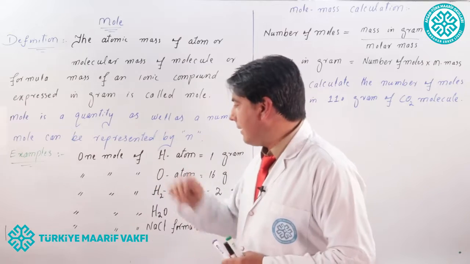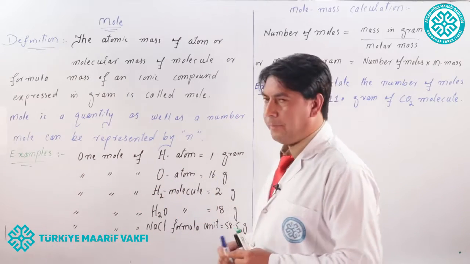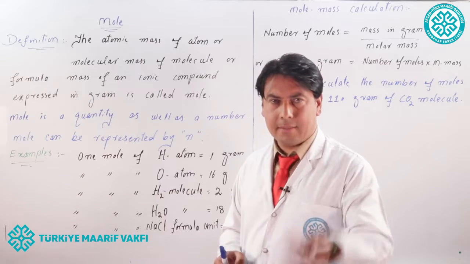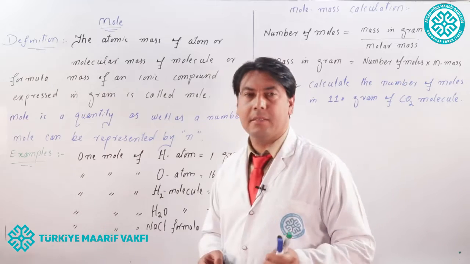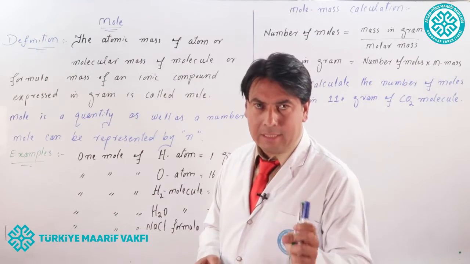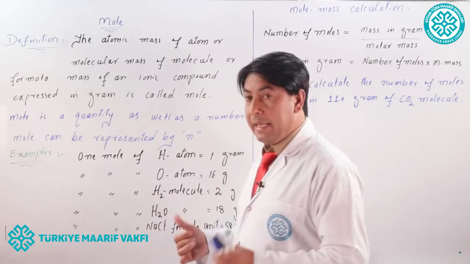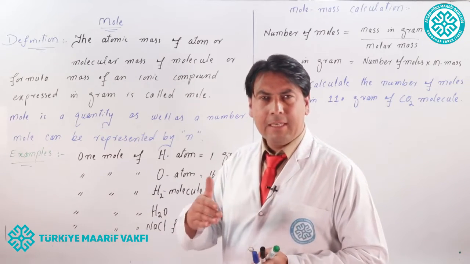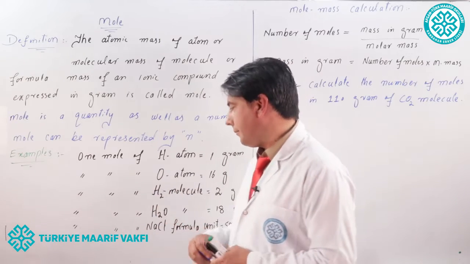then it is called mole. Similarly, 1 mole of oxygen atom is equal to 16 gram. Atomic mass of oxygen is 16. Why atomic mass of oxygen is 16? Because oxygen has 8 proton and 8 neutrons. So 8 plus 8 is equal to 16 AMU, and when we replace AMU by gram, then it is called mole.